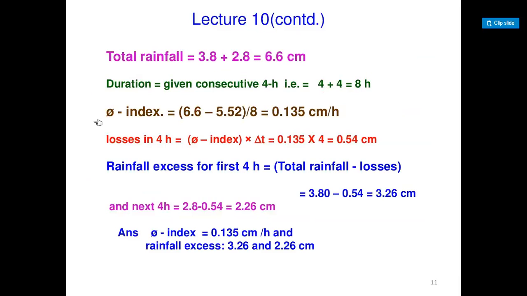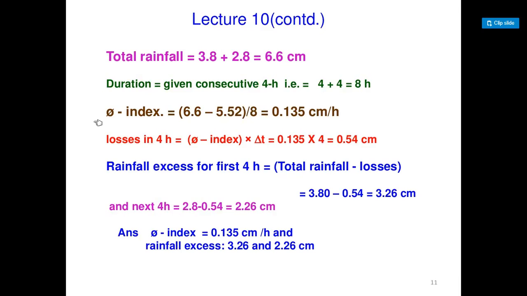So the total rainfall 3.8 plus 2.8 is equal to 6.6 centimeter. Duration is given as consecutive 4 hours, that is 4 plus 4 is equal to 8 hours. So φ index is equal to 6.6 minus 5.52 divided by 8, that is equal to 0.135 centimeters per hour. Losses in 4 hours is equal to φ index into Δt, that is 0.135 into 4, that is equal to 0.54 centimeter.